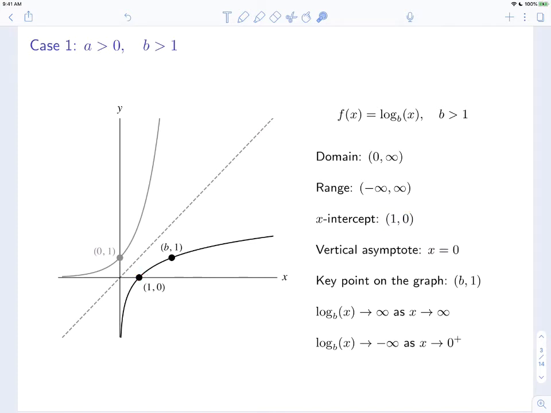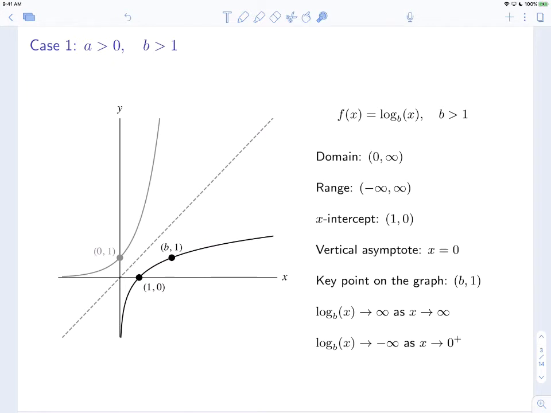That's because the y-intercept of the exponential function is 0, 1. If you reflect through y equals x, you swap the roles of x and y. The logarithmic function has a vertical asymptote at x equals 0. That's the y-axis. So the y-axis is a vertical asymptote for the logarithmic function.